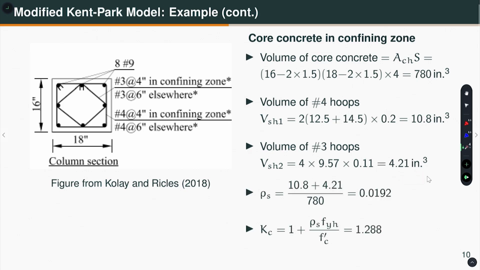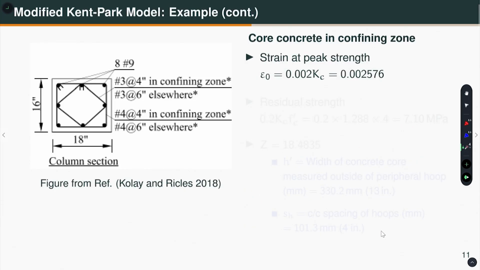Okay. So, what is my rho s? The rho s is the volume of stirrup, these 2, okay, divided by the volume of concrete, which is 0.0192. Now, I can calculate what is my Kc. So, my Kc is 1 plus rho s into Fyh, which I know, over Fc prime, that gives me 1.288. That means, there is 29% increase in the strength due to this confinement that I have taken, and also 29% increase in the strain corresponding to the peak stress, that means epsilon 0.